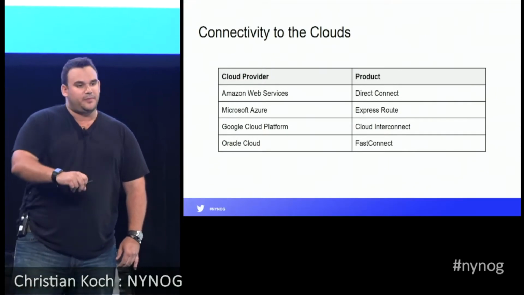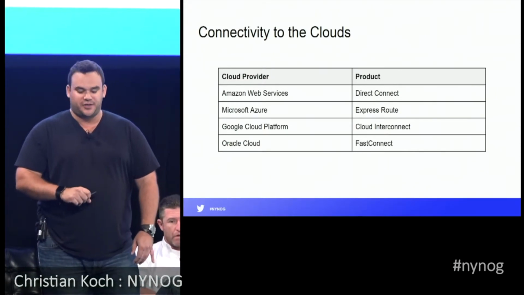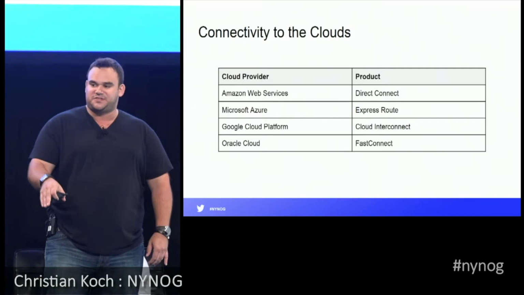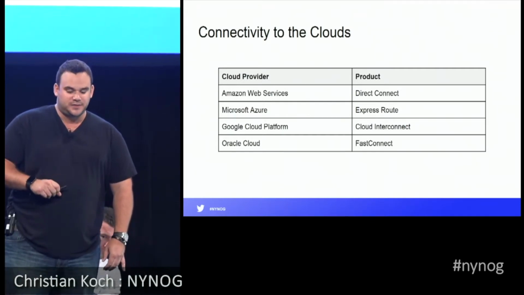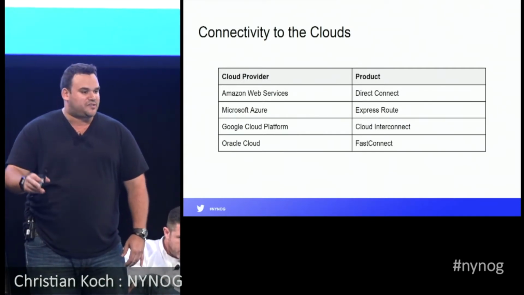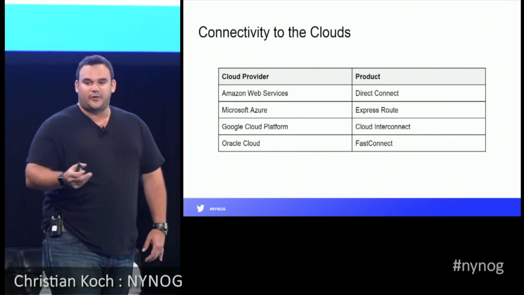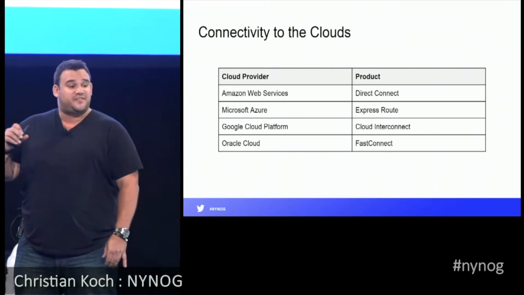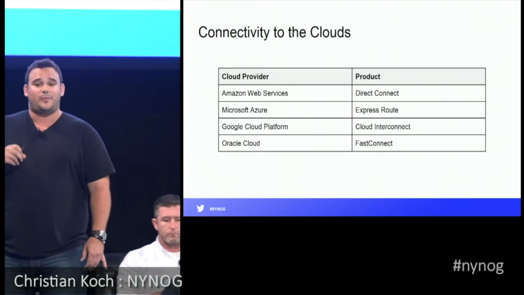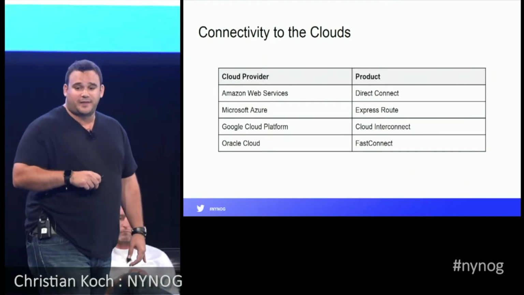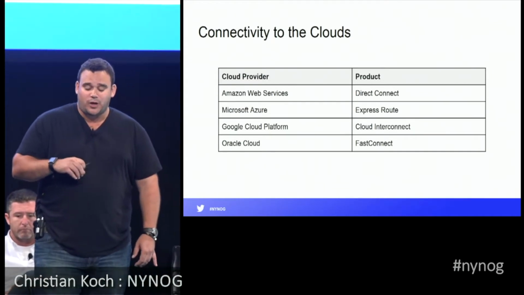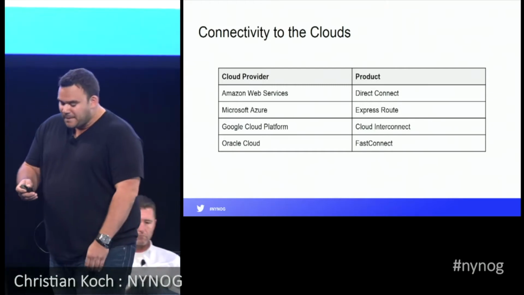We've got the basic major cloud providers here, and this is the product. So you got Amazon Web Services. They have Direct Connect. Microsoft Azure, ExpressRoute. Google Cloud Platform has Cloud Interconnect. Oracle Cloud has Fast Connect. A lot of people might not know about that. Equinix is actually the only one providing that connectivity right now, with probably more to come as they develop it.